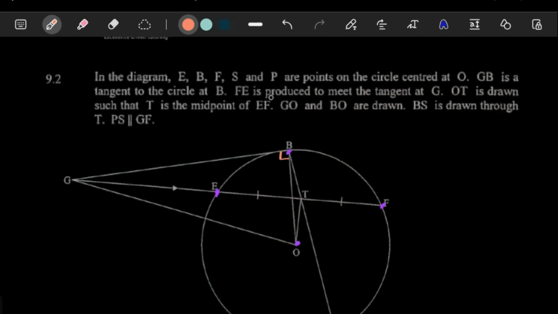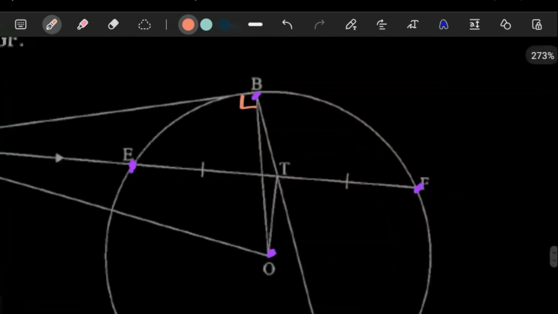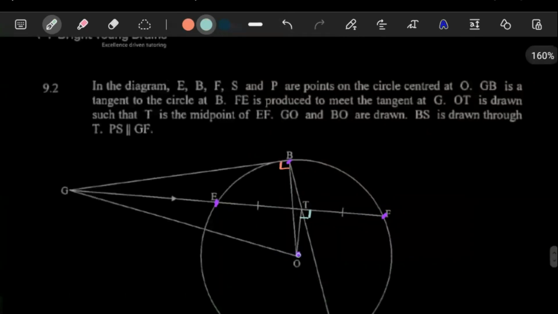And then it says FE is produced to meet G. Where's FE? Yeah, this straight line here. So because these are equal also, that's quite interesting. The moment these are equal to each other, it means that you also have another 90-degree angle here. You see? But let's maybe do it like this. Because a line from the center bisects the chord in half, it means this is a 90-degree angle.